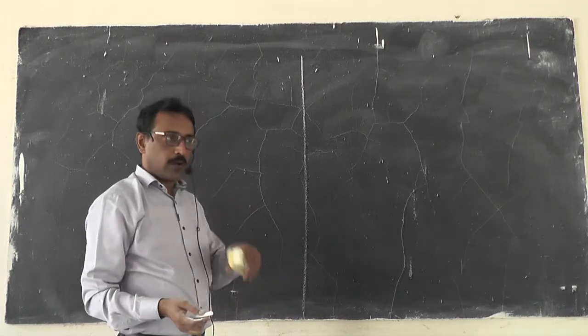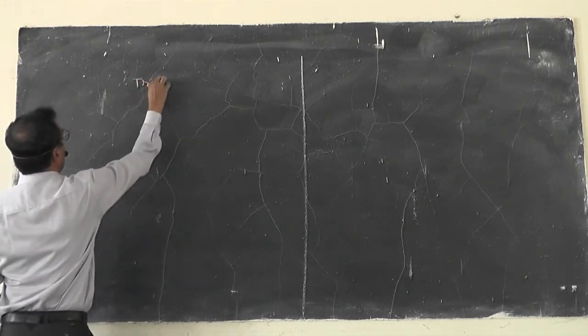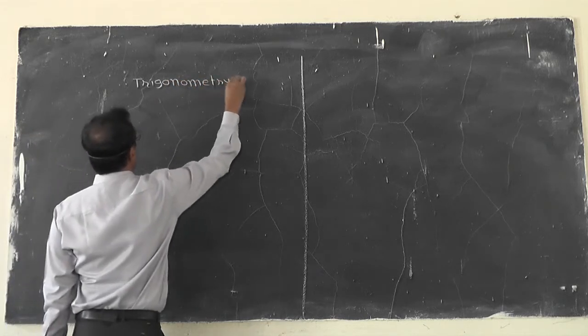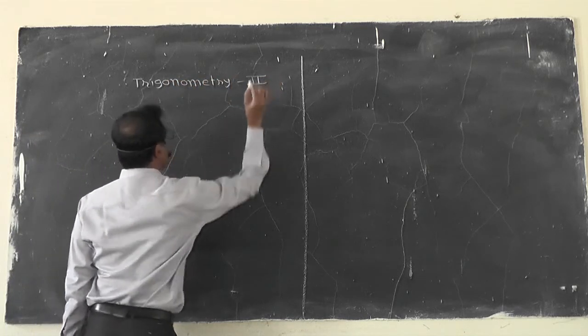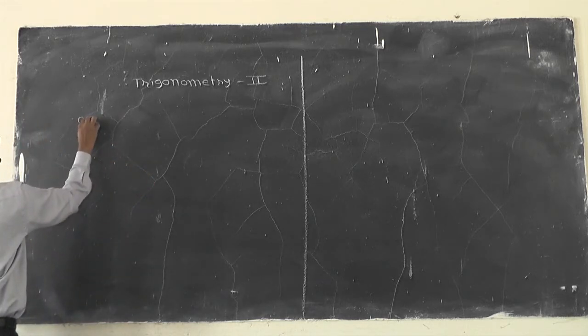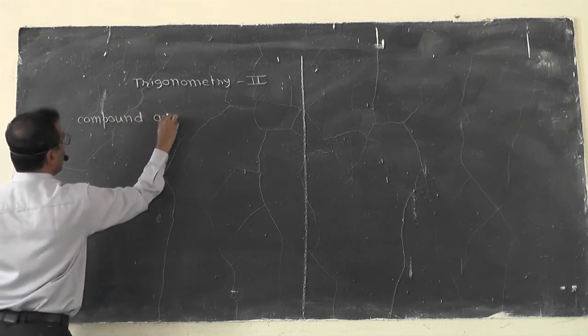In this current lecture, we will discuss the topic trigonometry second. Trigonometry second. This is a chapter from 11th standard. In order to discuss this topic, firstly we have to discuss a point which is called compound angle.